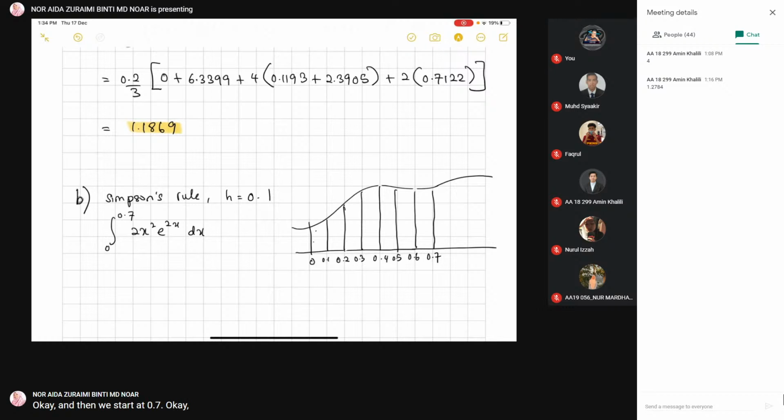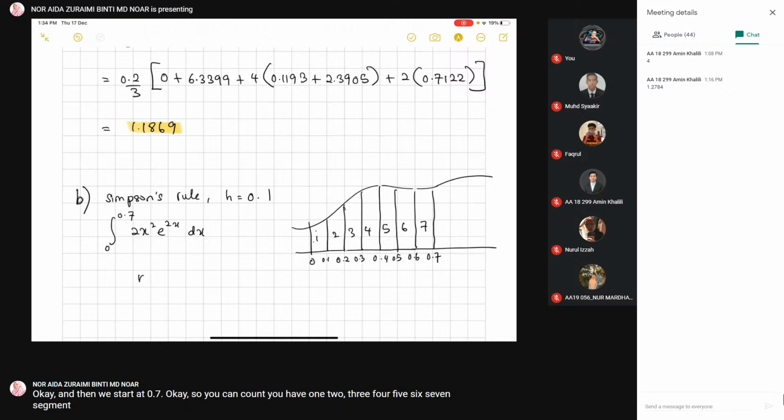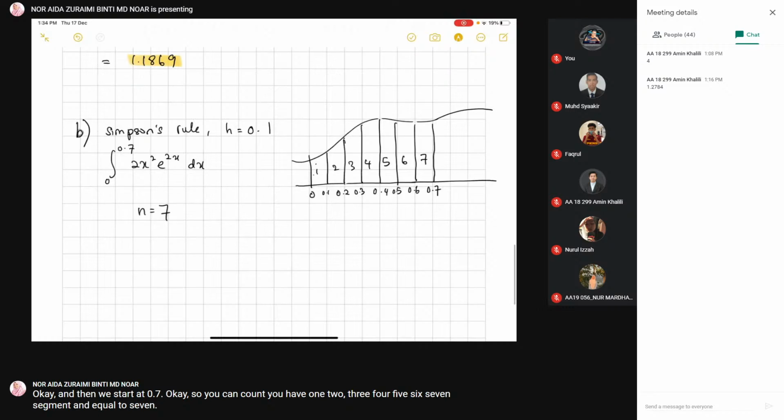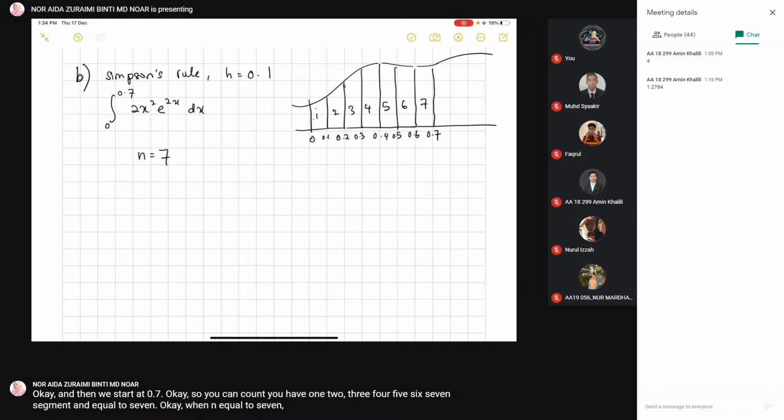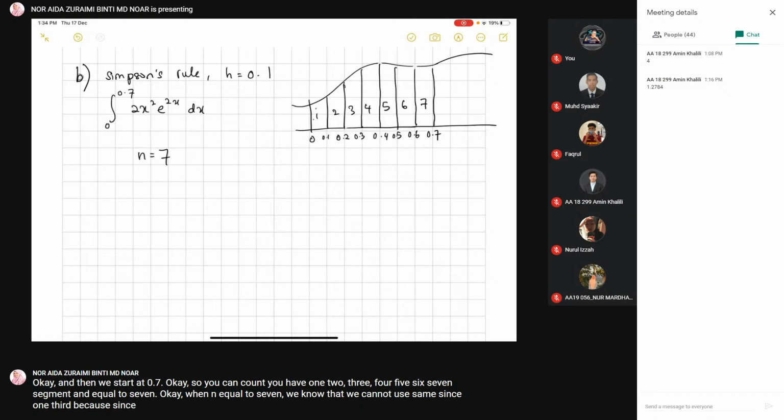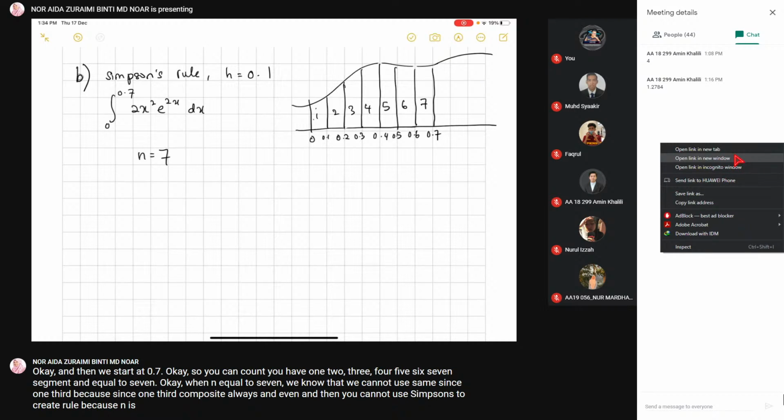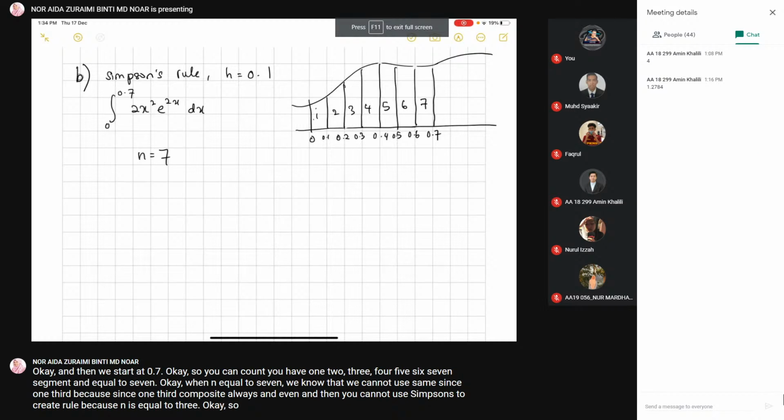So you can count. You have 1, 2, 3, 4, 5, 6, 7 segment. n equal to 7. When n equal to 7, we know that we cannot use Simpson's 1/3 because Simpson's 1/3 composite always n even. And then you cannot use Simpson's 3/8 rule because n is not equal to 3. So what we can do is we need to use 1/3 and 3/8 in tandem, or we combine.